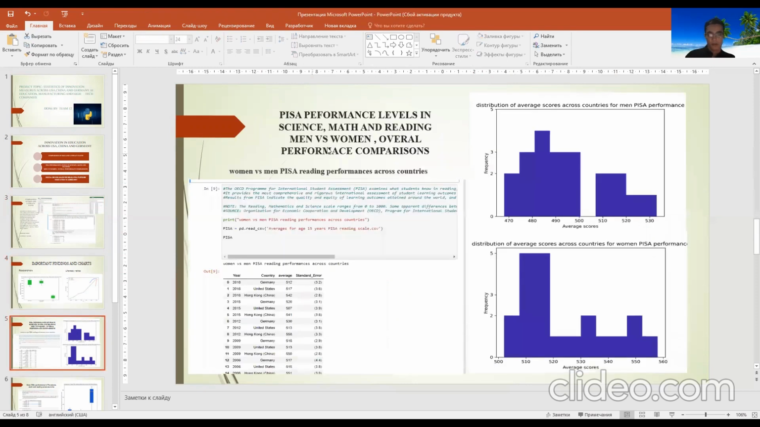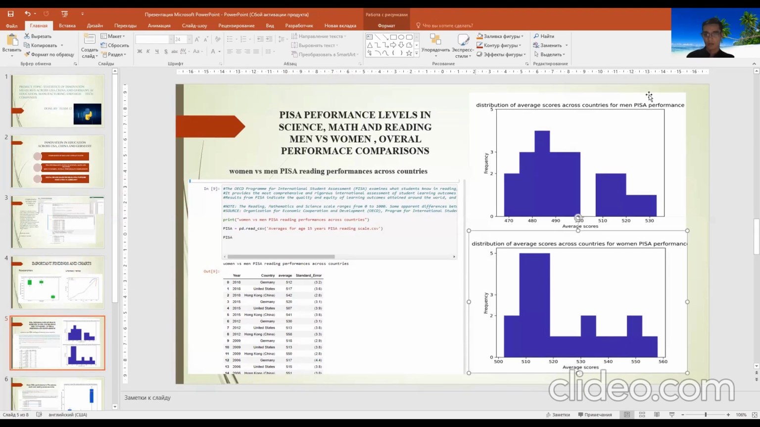In the second section, I concentrated on PISA performance levels in science, math, and reading. PISA stands for the Programme for International Student Assessment, and this program can help us see how pupils can use their reading, math, and science skills for real-world problem solving. For this data, I collected the OECD data sets, and I got this pictogram.